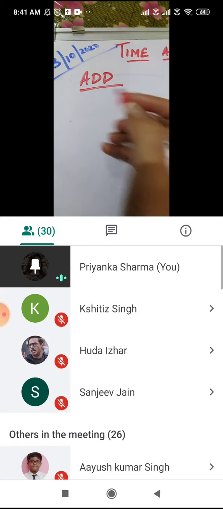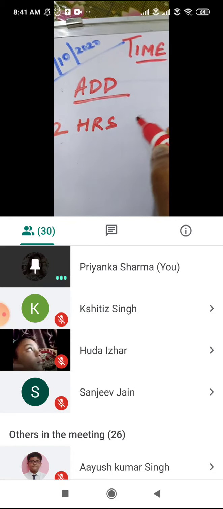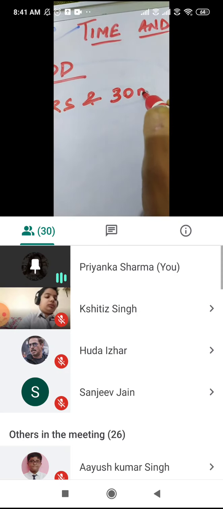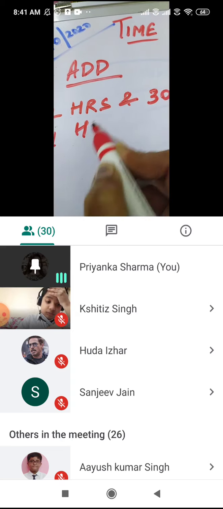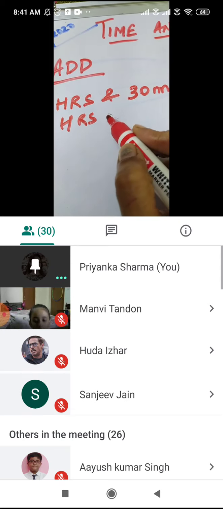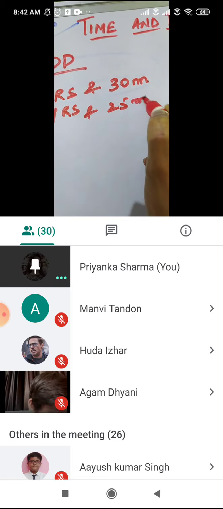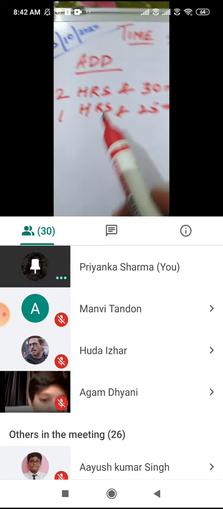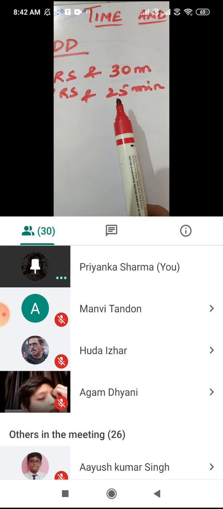The first sum says 2 hours 30 minutes and 1 hour 25 minutes. Pay attention here. Look in the book now, later. So the question is saying add 2 hours 30 minutes and 1 hour 25 minutes.